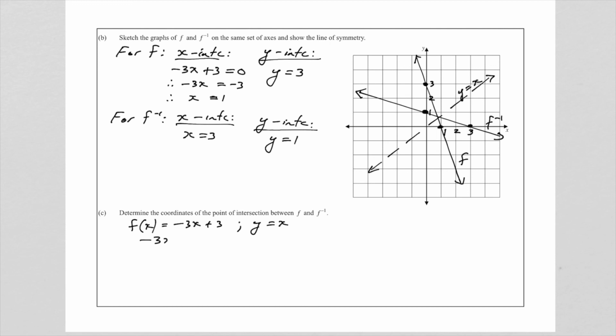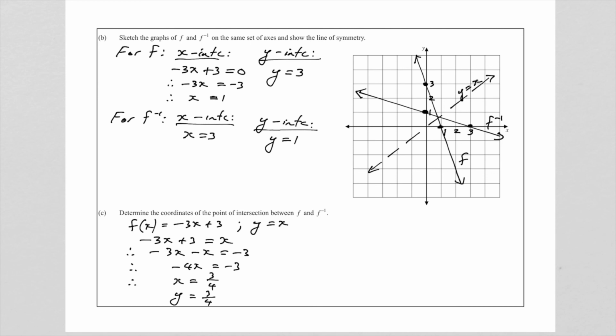So we're going to say that minus 3x plus 3 is equal to x. And that means that minus 3x minus x is equal to negative 3. So that means that minus 4x is equal to negative 3. So that means that x is equal to 3 over 4. And because one of our functions is y equal to x, and you can see why I prefer to use it, once you solve x, you know automatically what y is, because y and x are the same. So we can just say that y is also 3 over 4.